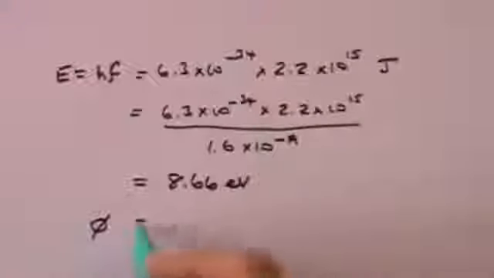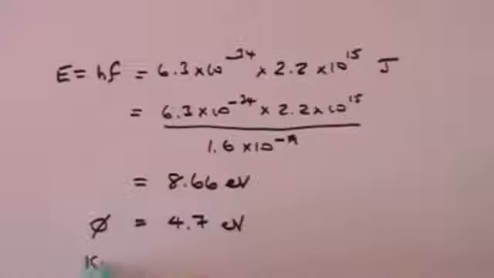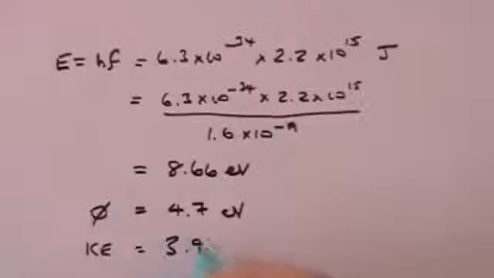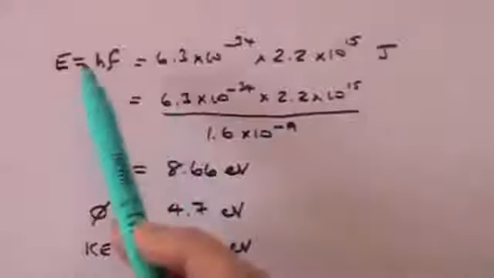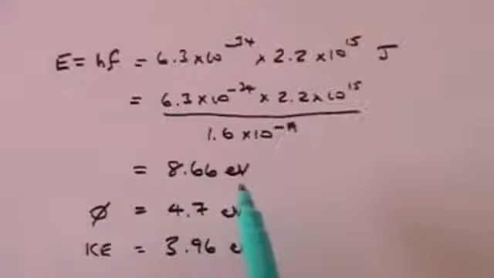But phi, we've been told, the work function, the binding energy, is 4.7 electron volts. So consequently, you only need 4.7 electron volts to get the electron out of the atom. The remaining energy will go into kinetic energy. So the kinetic energy of the electron is simply going to be the difference between 8.66 and 4.7, which I think is 3.96 electron volts. So the kinetic energy of the electron is 3.96 electron volts, and the energy of the photon is either that in joules, if you want it in joules, or 8.66 electron volts.